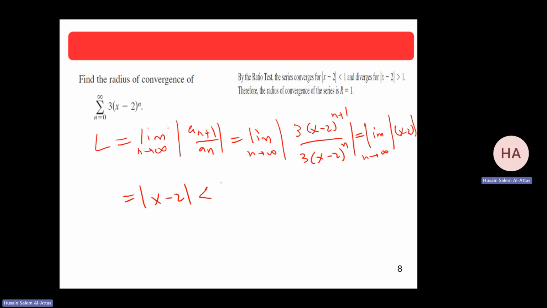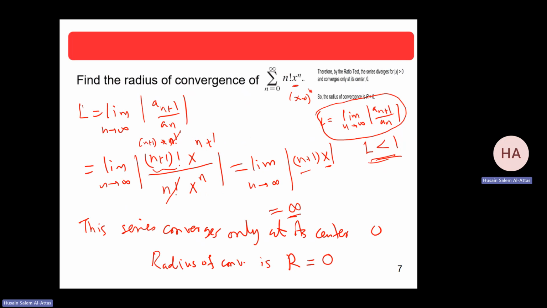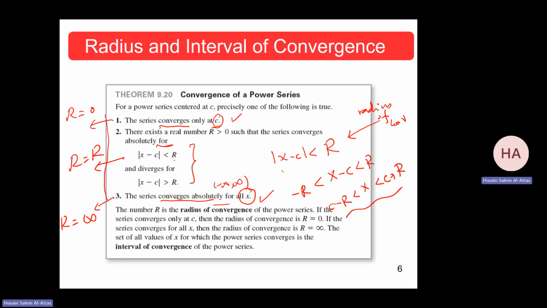So this is less than 1. I want this less than 1 for convergence. So I have an interval now. I have absolute value x minus 2 less than 1. What is R? For sure, R will be 1, because if you remember, this is what we said: they have absolute value x minus c less than R.